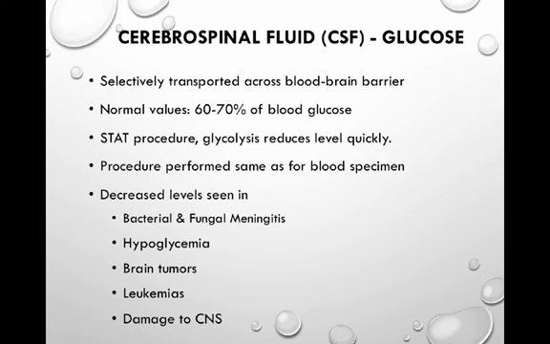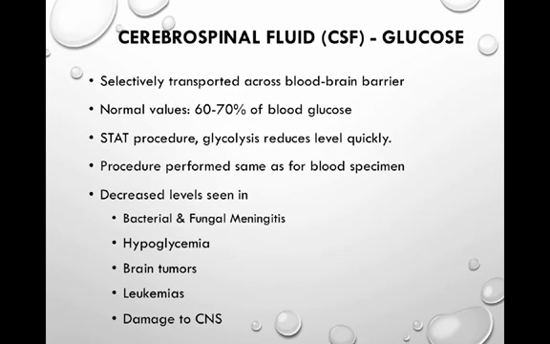The next CSF chemistry done is typically a glucose level. Glucose is selectively transported across the blood-brain barrier. Normal CSF glucose is about 60 to 70% of the patient's current blood glucose. So again, typically blood is collected and analyzed as well. For example, if we have a blood glucose of 100, CSF glucose usually runs between 60 and 70. It's very important that CSF glucose be analyzed quickly.